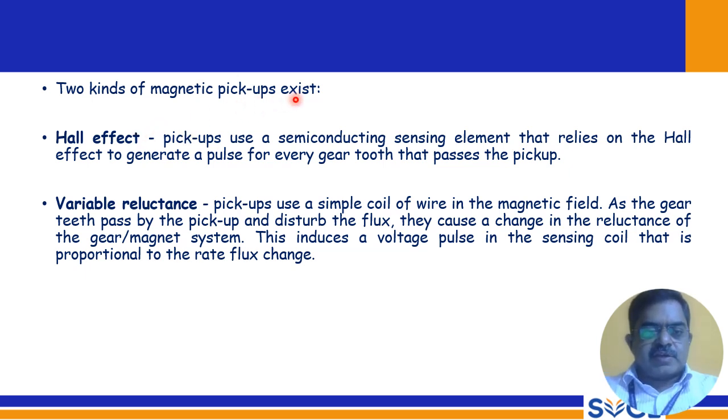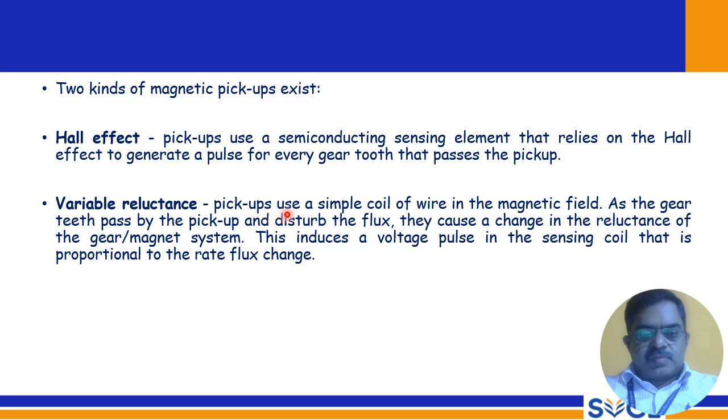Two kinds of magnetic pickups are used in this. One is the Hall effect and the other one is variable reluctance. Hall effect pickups use a semiconducting sensing element that relies on the Hall effect to generate a pulse for every gear tooth that passes the pickup.